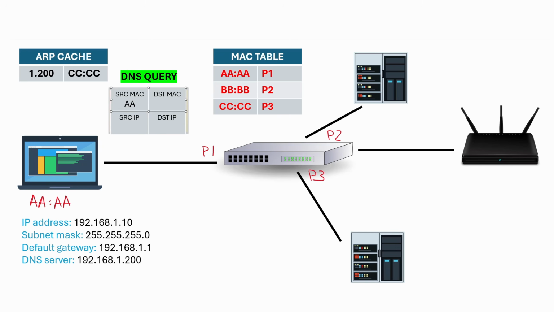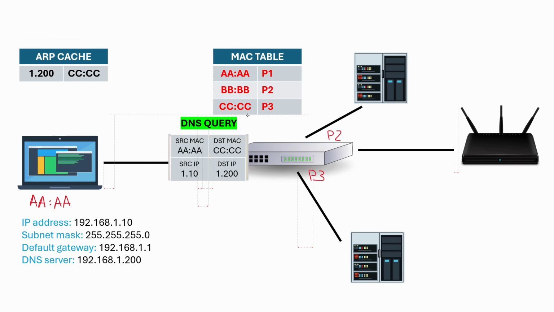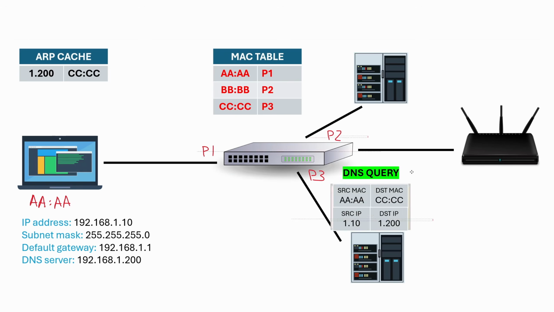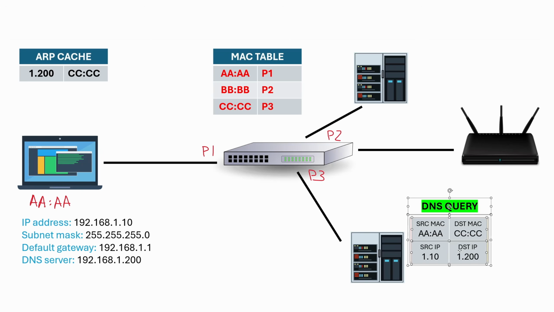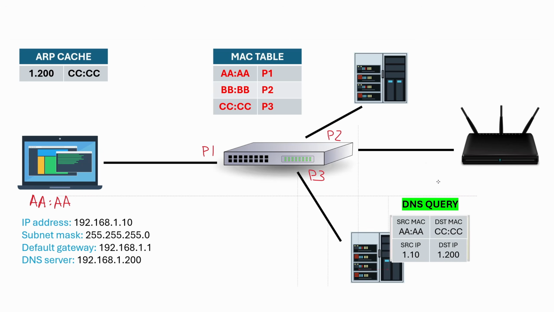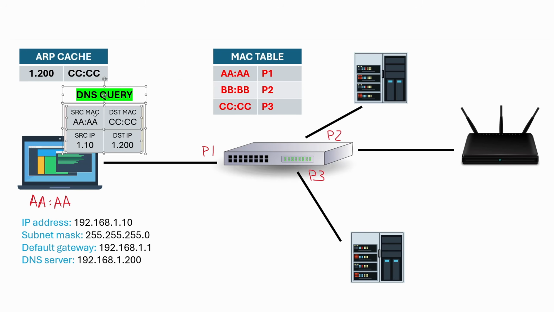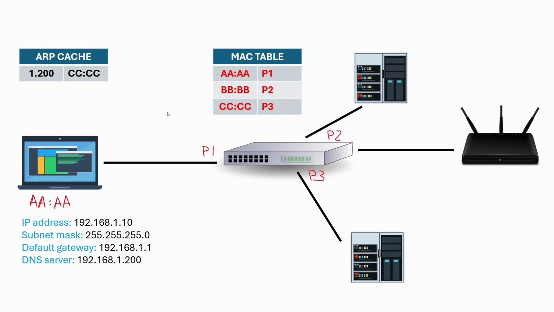So now we know that the PC is going to go ahead and use its own source MAC address, and the destination MAC is CCCC, which it just learned. Same thing, the source IP is going to be 1.10, and the destination IP address is going to be 1.200. So this now is a DNS query, which we don't need to pay attention to the details of now, and it is going to flow to this server. All of this information is going to be reversed. The DNS server is going to give this packet back to the PC. And essentially, all of that was to resolve the google.com hostname.